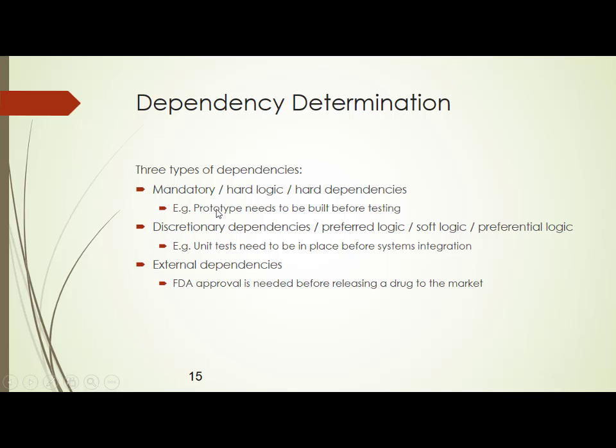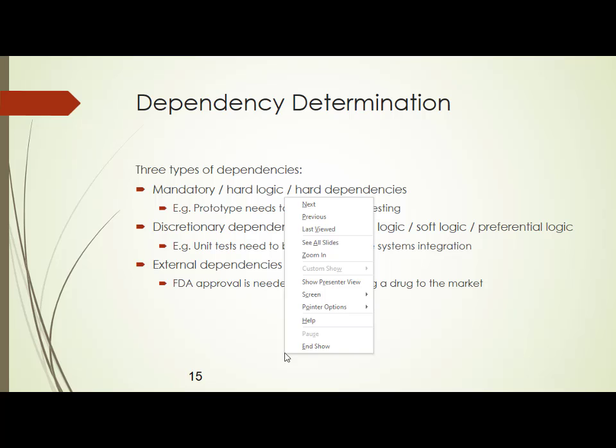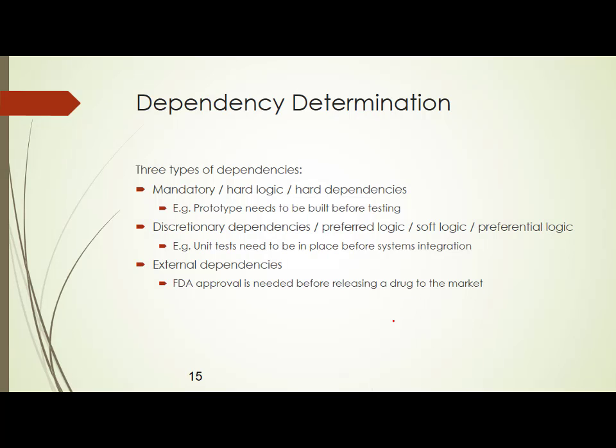Mandatory dependency is the dependency which the organization is following. For example, in your company they are following a process called Six Sigma. What does the Six Sigma say? The Six Sigma says that a prototype needs to be built before testing. This is the process of the Six Sigma. So what does that actually mean? You have a process called A, then you have a process called B, or you can say there is an activity called A, then there is an activity called B.